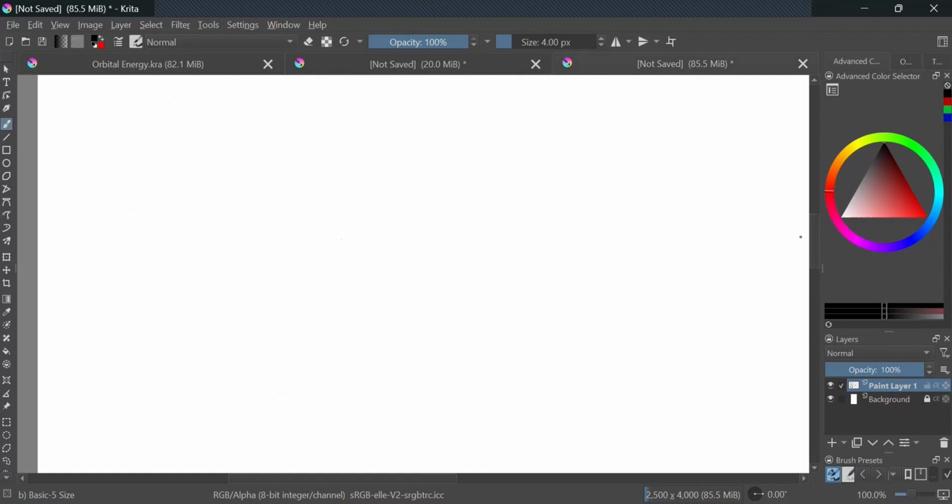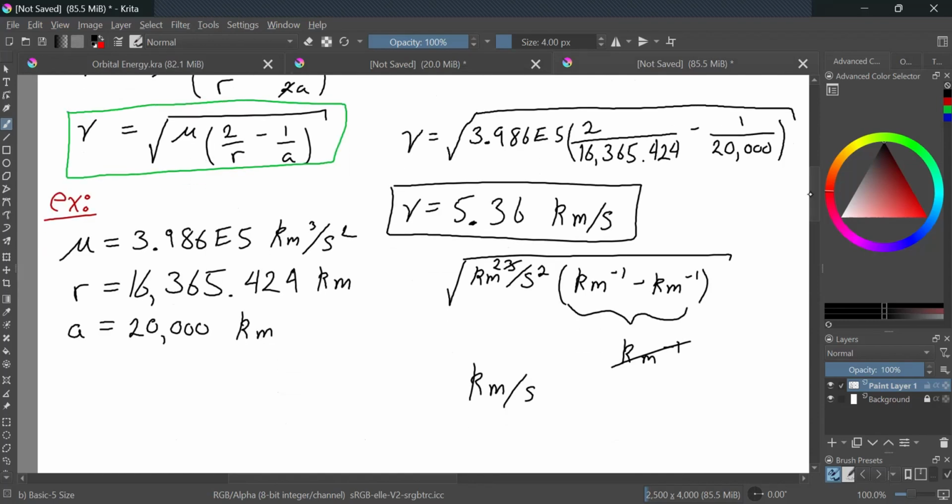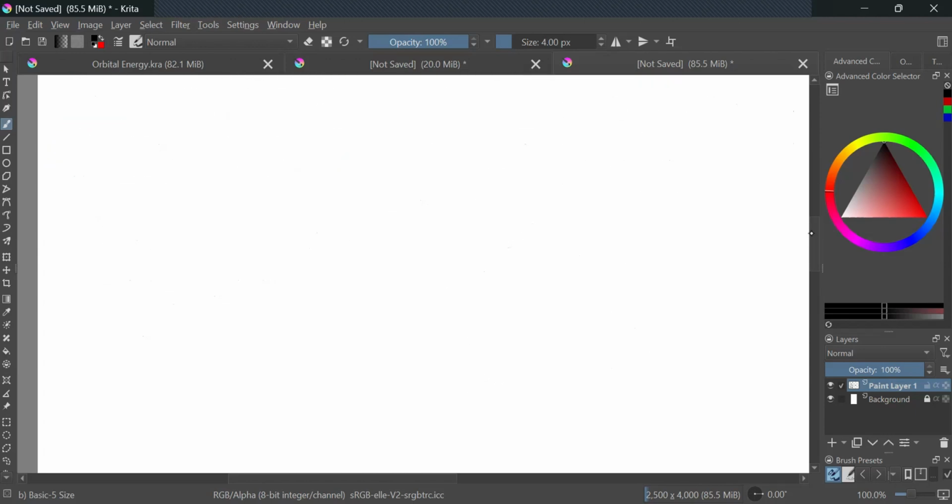All right, so we have this new equation. Let's play around with it. What are some of the limits that we can put to it? Well, let's keep it around Earth. Our R changes. Let's play around with A. Let's play around with our semi-major axis.